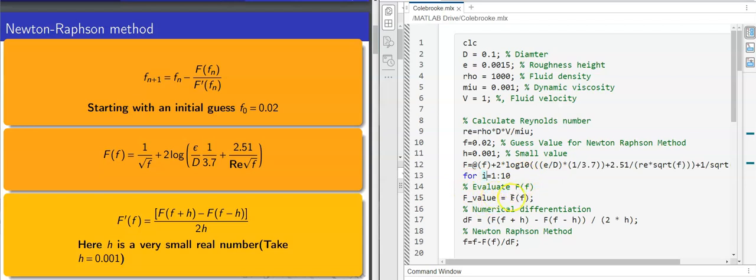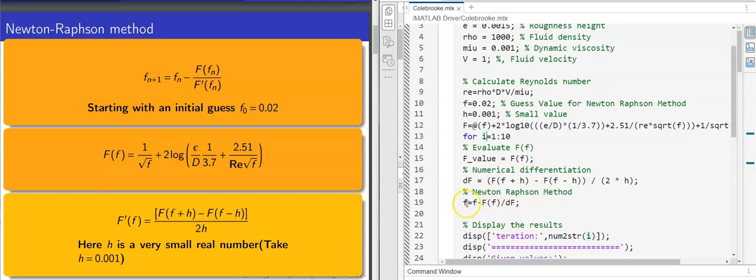Inside the for loop, first evaluate the function value, that is F of f, and then in MATLAB we calculate the central difference. By using central difference we calculate the derivative of the function. So df is equal to F of f plus h minus F of f minus h, by 2 into h. After that we use the root finding method, the Newton-Raphson method. From this formula we will find the root: f is equal to f minus F of f by df.